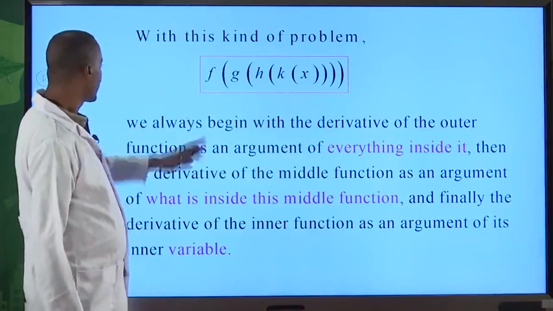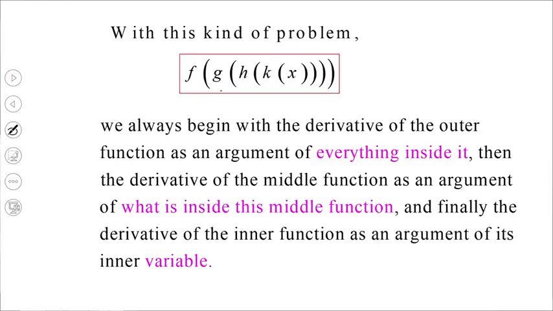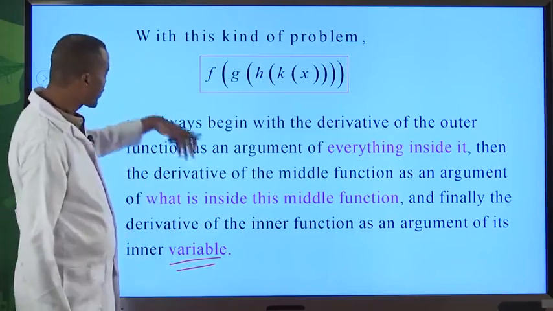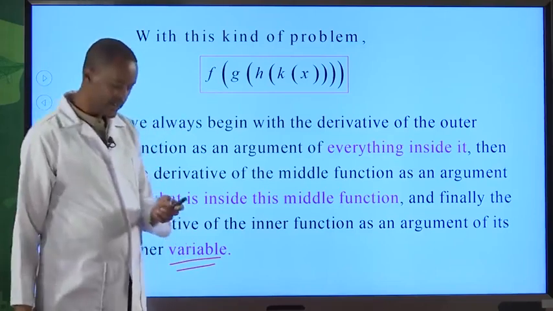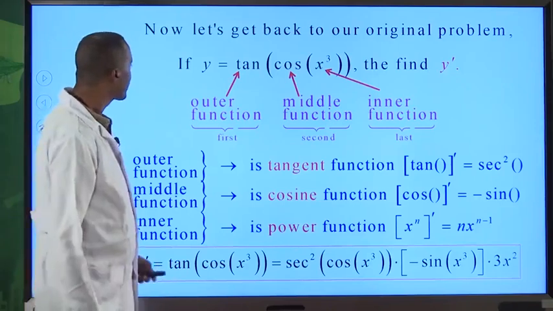With this kind of problem, we always begin with the derivative of the outer function as an argument of everything inside it, then the derivative of the middle function as an argument of what is inside this middle function, and finally the derivative of the inner function as an argument of its inner variable. And that is the way a composition of functions is differentiated.